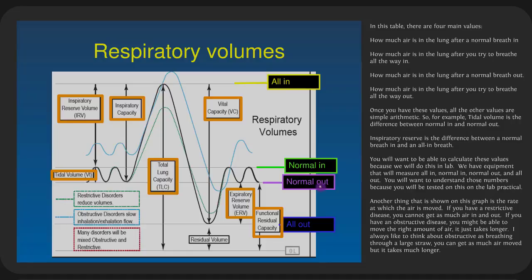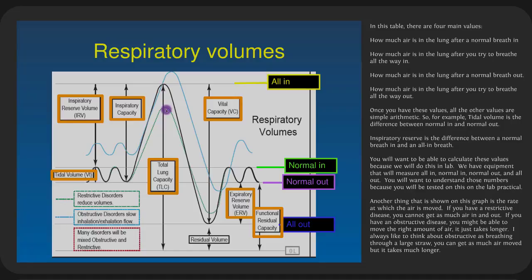Another thing that's shown in the graph is the rate at which the air is moved. If you have a restrictive disease, notice this green line versus the black line, it's taking longer for this person to take a breath in. So if you have a restrictive disease, you can't get as much air in and out.